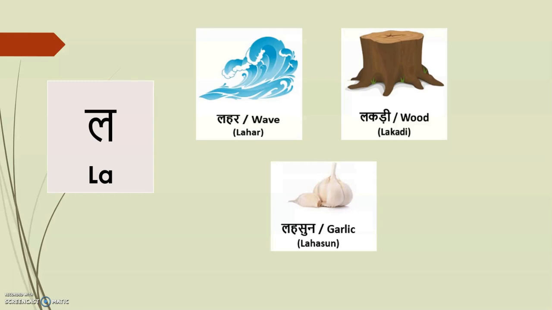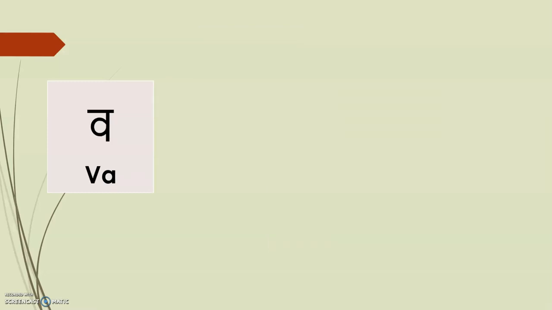So in the first picture, we can see wave. Wave in Hindi is called Lahar. It is called Lahar. In the second picture, we can see wood. Wood in Hindi is called Lakadi. It is called Lakadi. And in the third picture, we can see garlic. Garlic in Hindi is called Lahasun. It is called Lahasun. So, all these three objects begin with the letter L.